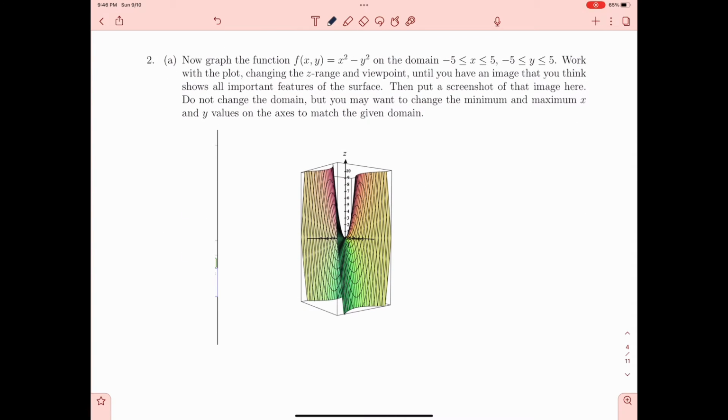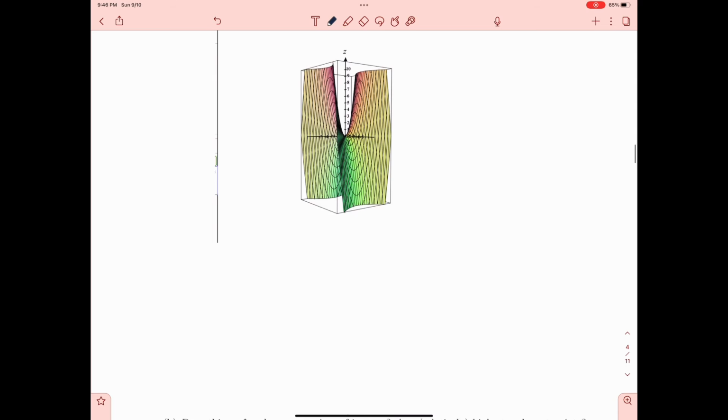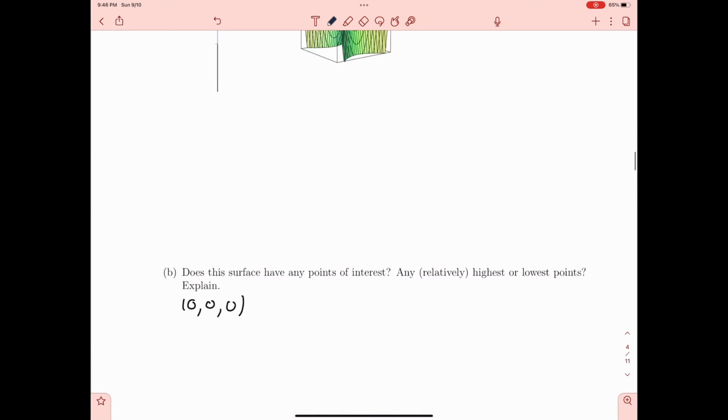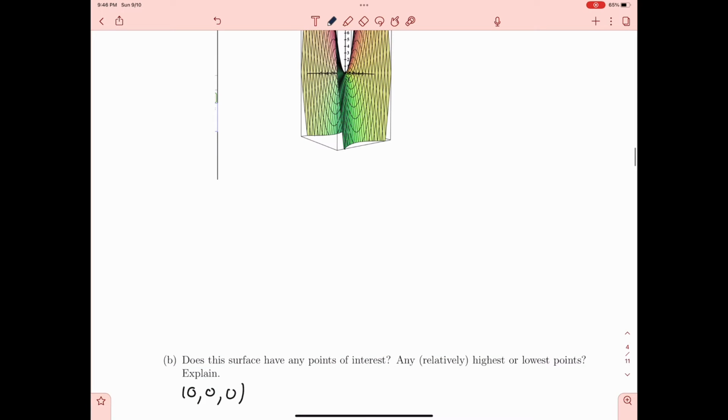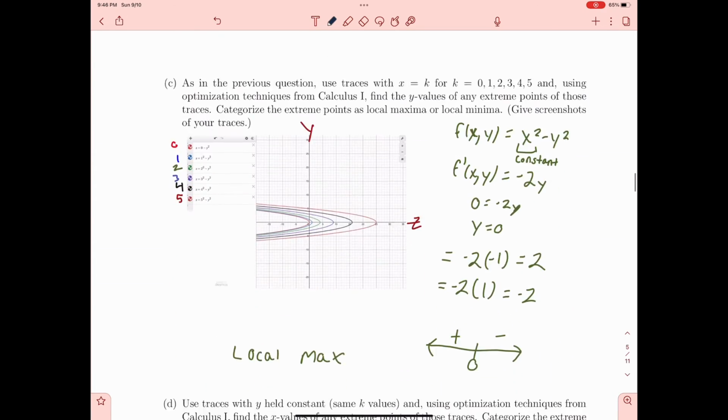So here's our second function, x squared minus y squared on the domain negative 5 to 5. So our point of interest in this function is going to be (0, 0, 0), or the origin. Now, why I hypothesize this is the point of origin is because this is where the function twists in a way. Whereas it's sort of traveling on the x-axis, it travels to the y-axis.